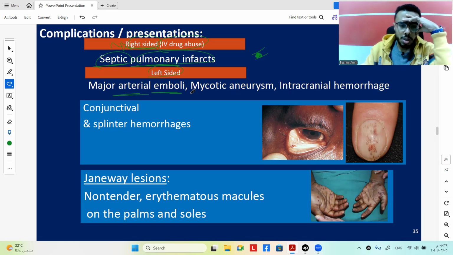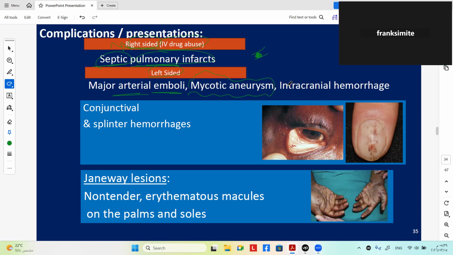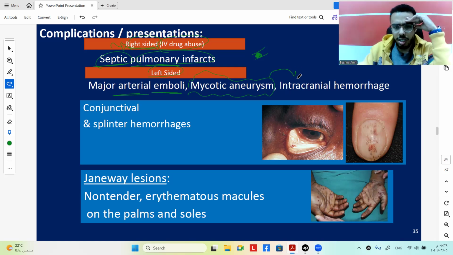It could cause something called a mycotic aneurysm. We have covered it very well, I believe, right? And this aneurysm, after its dilatation, as a complication could lead to intracerebral hemorrhage, or hemorrhage in any part of the body, but the most dangerous one is the intracranial one.